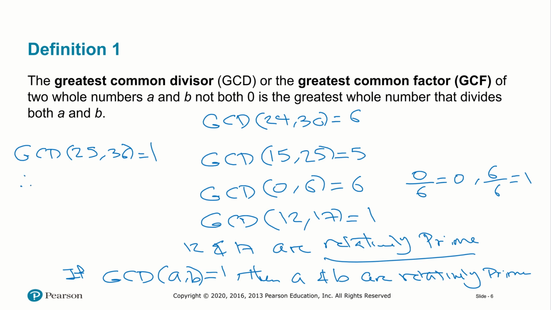So therefore, remember the triangular dot formation in mathematics means therefore. Therefore, 25 and 36 are relatively prime. All right. Make sure you understand these simple facts before we proceed.